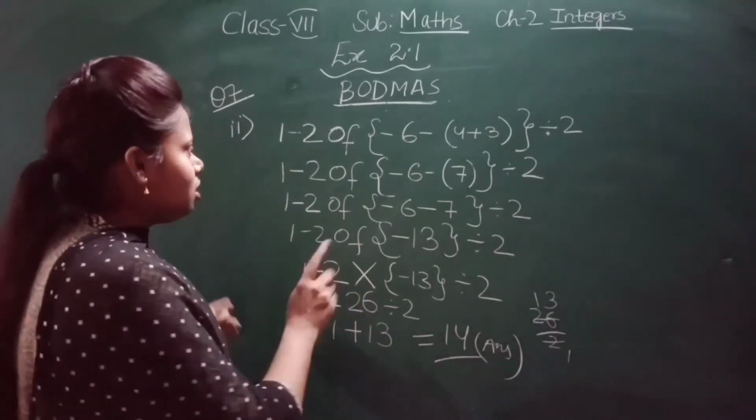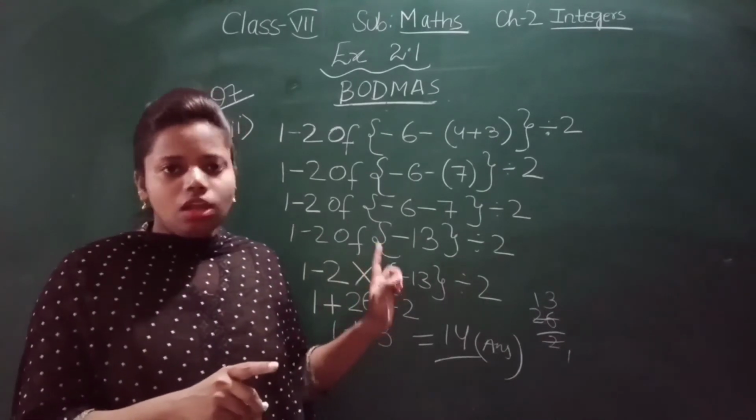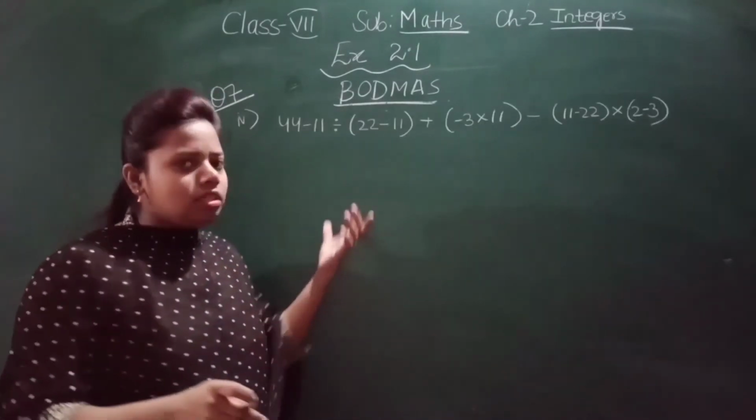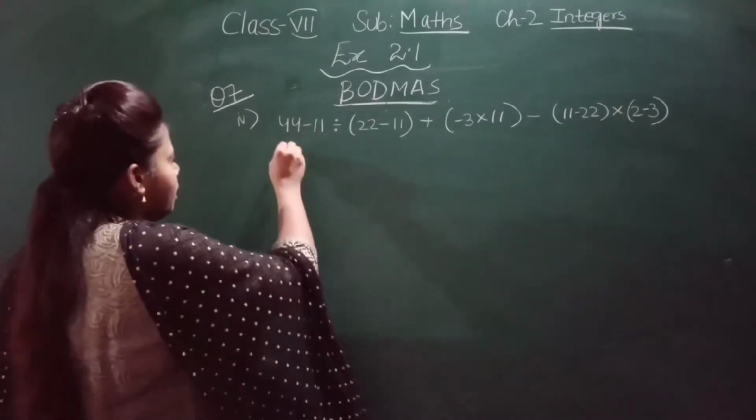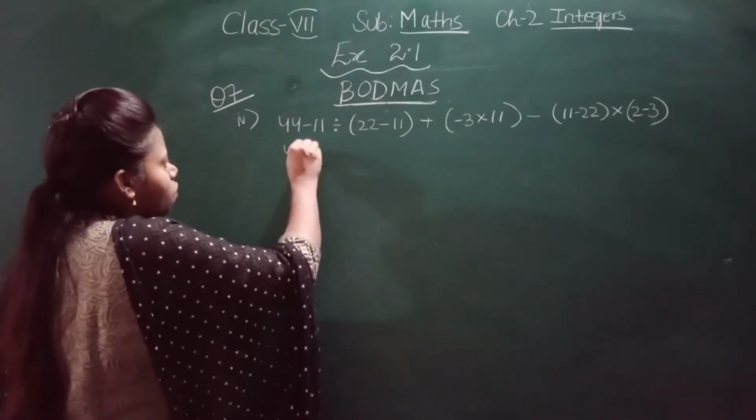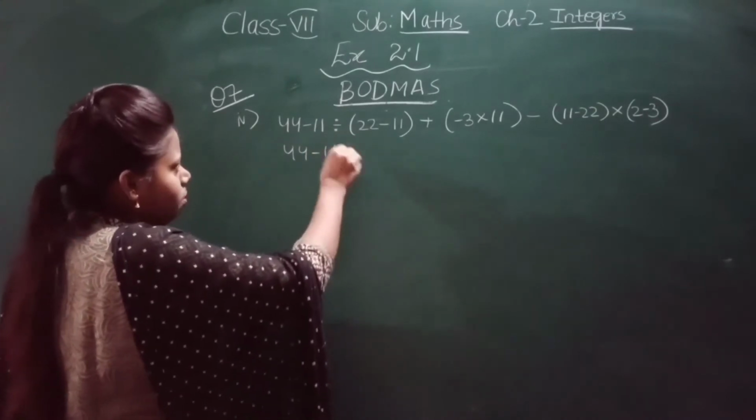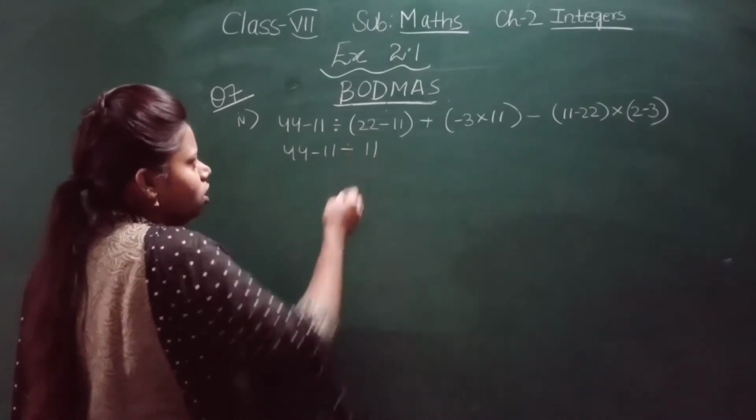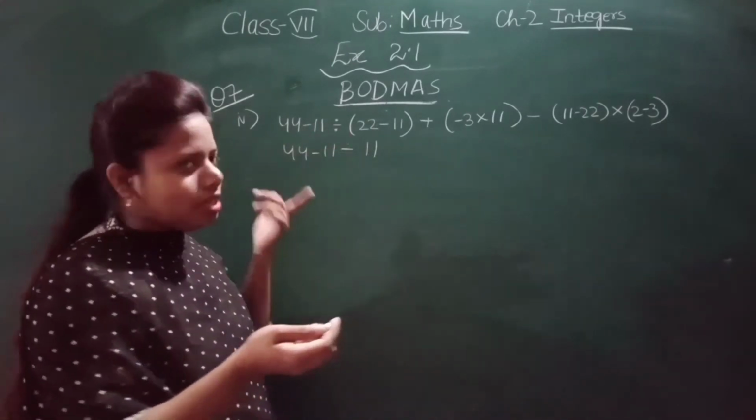Now let us see one more question of this. Question number 7, then the rest will be your homework. Now let us begin to do this question. How to do? You can write here 44 minus 11 divided by, first we will solve the bracket. So 22 minus 11 will be 11 only, and it will be positive because 22 is greater.